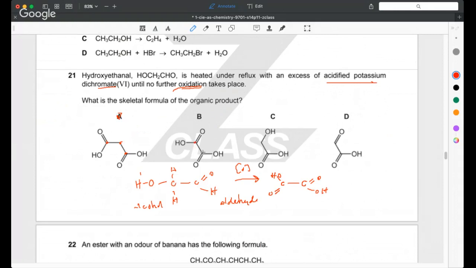This one, you've got 1, 2 carbons. We've got a carboxylic acid there, a carboxylic acid there. That looks exactly like the displayed formula that we wrote here. In this one, the aldehyde has been oxidized, but the alcohol hasn't. And in this one, the alcohol has been oxidized, but the aldehyde hasn't. But acidified potassium dichromate will oxidize both the alcohol and the aldehyde to give you a dicarboxylic acid. Answer there is B.